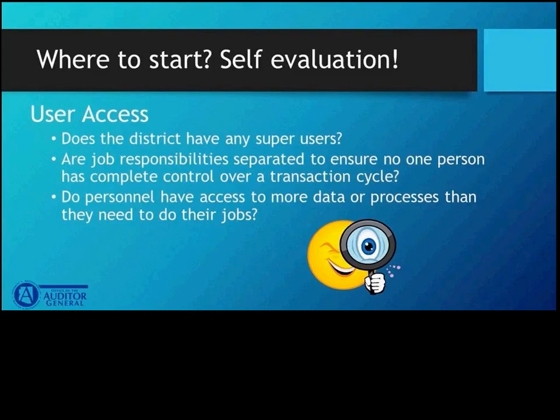Super users can circumvent any system and control that you have in place and be able to effectively hide their tracks as well. So getting rid of super users by ensuring that no system user is given the ability to set access goes a long way to securing your system. You can ask yourself, are job responsibilities separated to ensure that no one person has complete control over a transaction cycle? Or do personnel have access to more data or processes than they need to do their jobs? Even if you don't have any super users, you may have people with too much access, more than they really need. So you need to focus on fixing those issues to improve your controls as well.